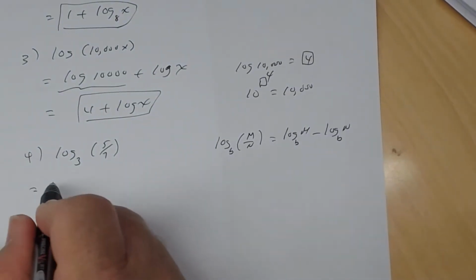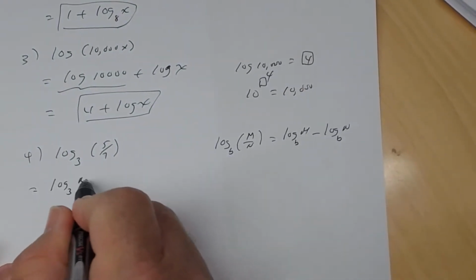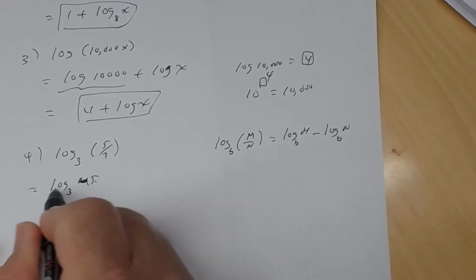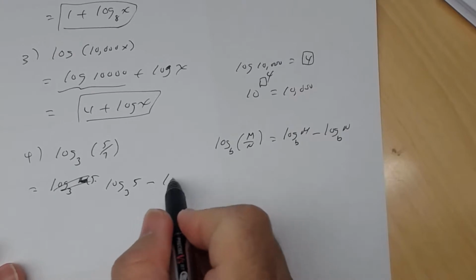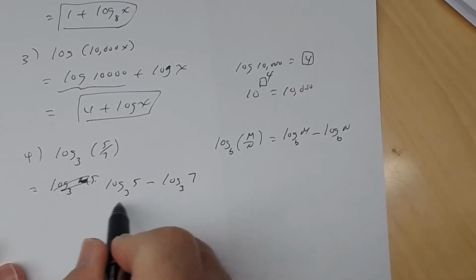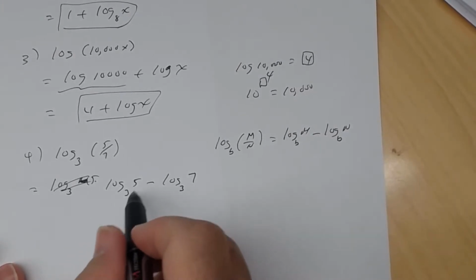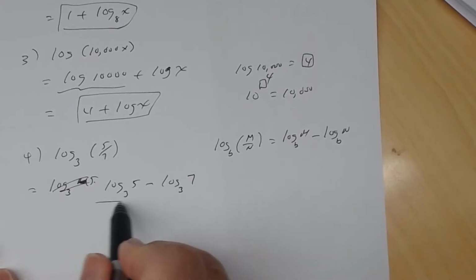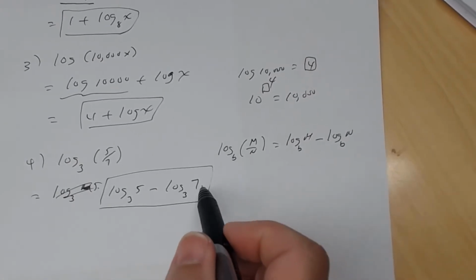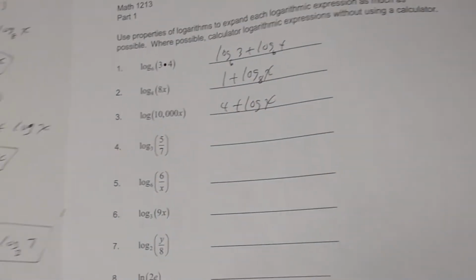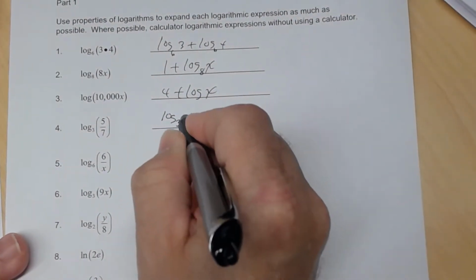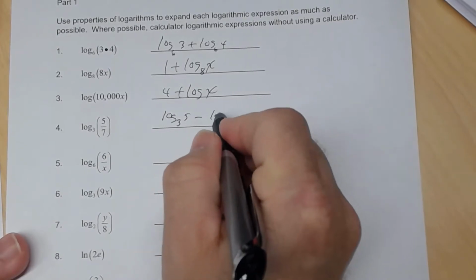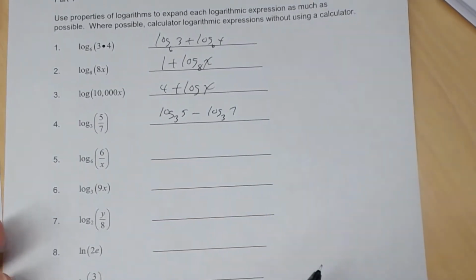All right, so then this becomes the log base 3 of the numerator, minus the log base 3 of the denominator. And you can't simplify this without using a calculator. So this is your answer there. So number 4 is log base 3 of 5 minus log base 3 of 7.